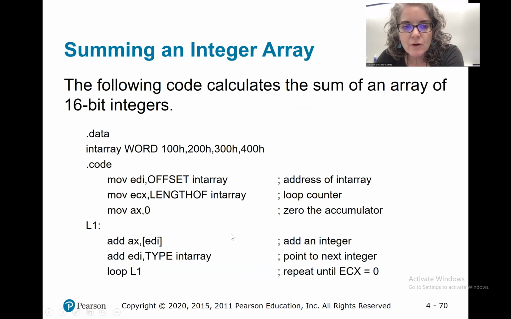So the following code calculates the sum of an array of 16-bit integers. So these integers are right here, 100, 200, 300, 400. They're in an int array. They're 2 bytes each, 16 bits. We offset int array. So we take the address of int array and we put it into EDI. So EDI has the address of where word lives.